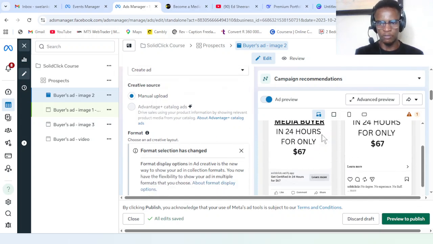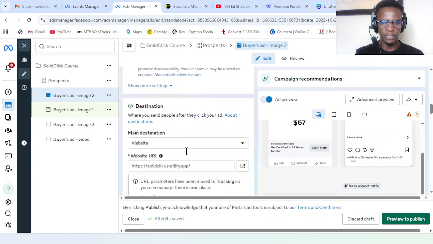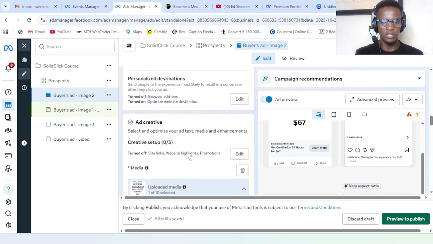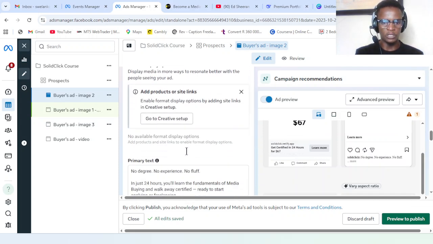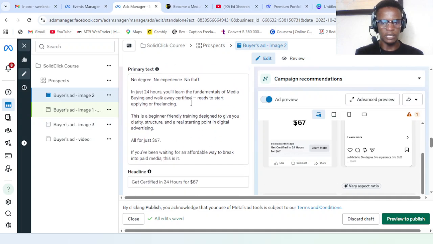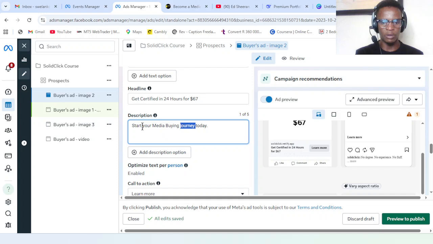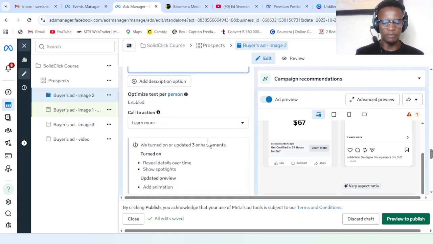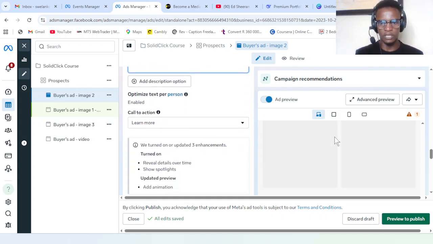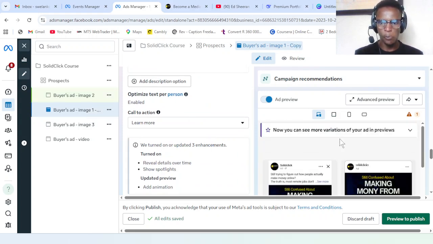Obviously we have different creatives and different headlines. So as you can see here, we're using different headlines, our primary text, our headline, our descriptions. So they differ per ad. Now this is our first ad. Now this is our second ad right here.